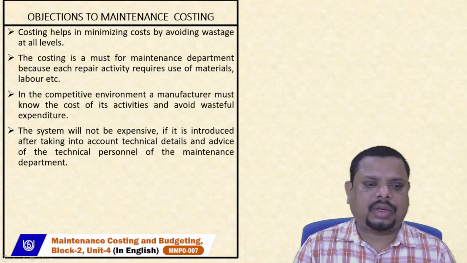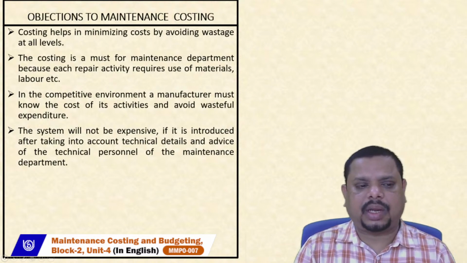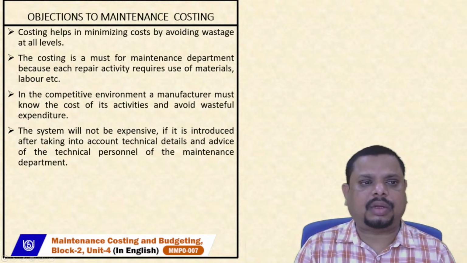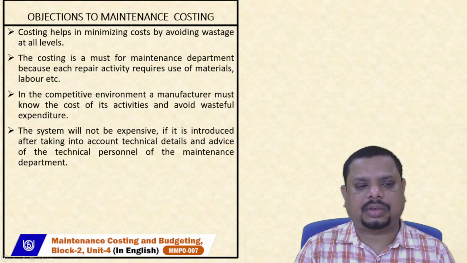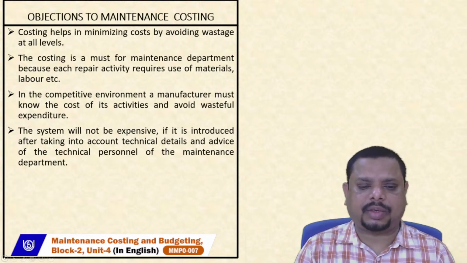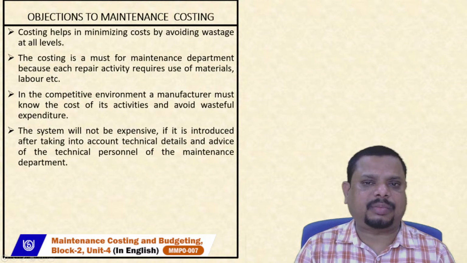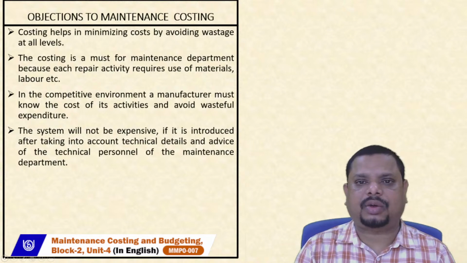Last point, the system will not be expensive if it is introduced after taking into account technical details and advice from the technical personnel of the maintenance department. So for the objectives of maintenance costing, it is the duty of different levels of the organization to take advice from technical persons who are experts in reducing the cost of maintenance. It is very beneficial for the maintenance department and does not lead towards expensive maintenance for organizations. So these are the basics of the objectives of maintenance costing.